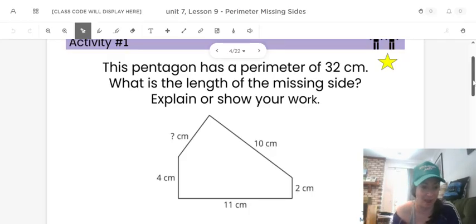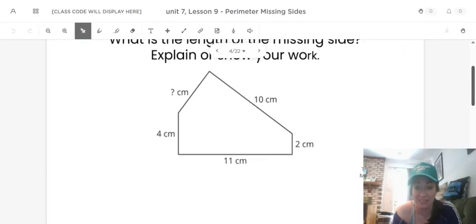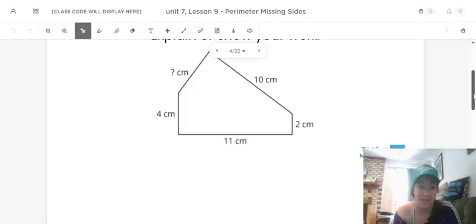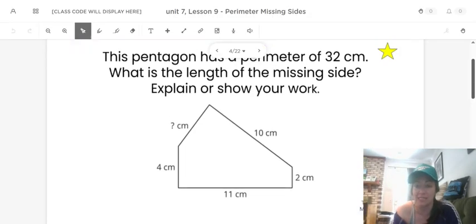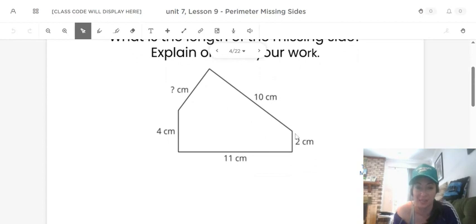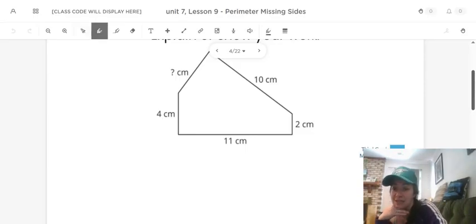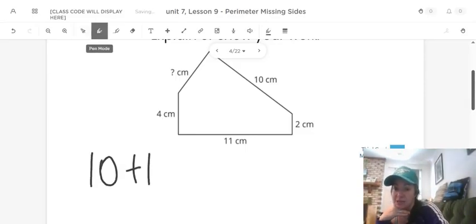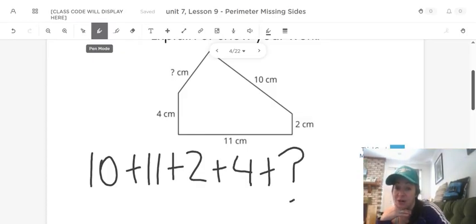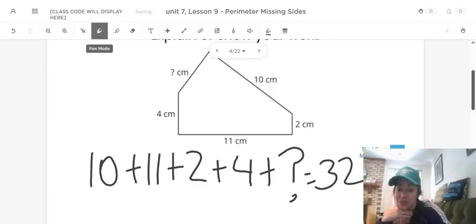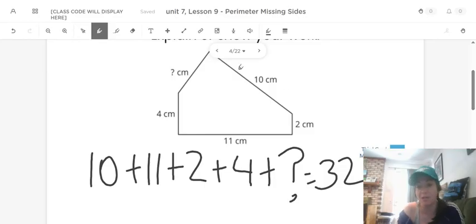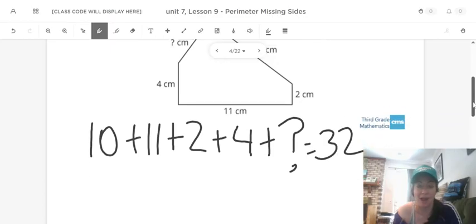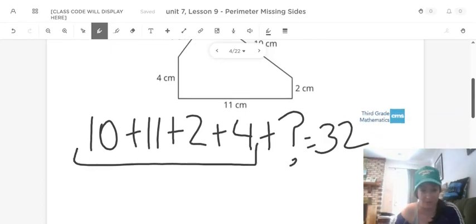Okay, I'm going to assume that you have spent some time solving this problem. Let's take a look at how I would solve it. So if I know that the perimeter is 32 centimeters, that means if I add this and this and this and this and this, I'm going to get 32. So how I would solve it, I would probably take 10 plus 11 plus 2 plus 4 plus question mark equals 32. So that would be my equation. If you already put some of these together, that's okay too. So let's figure out how much this is, and then we can figure out what that missing side is.